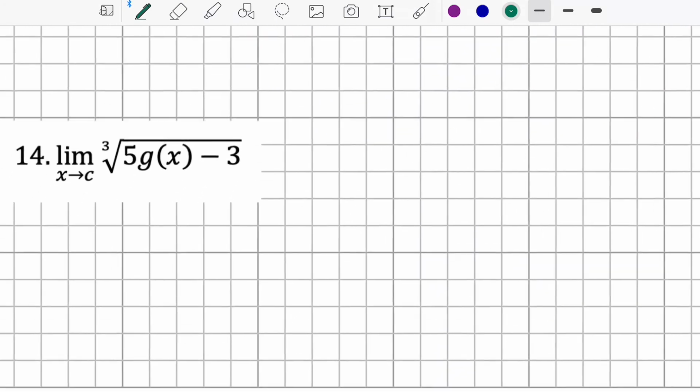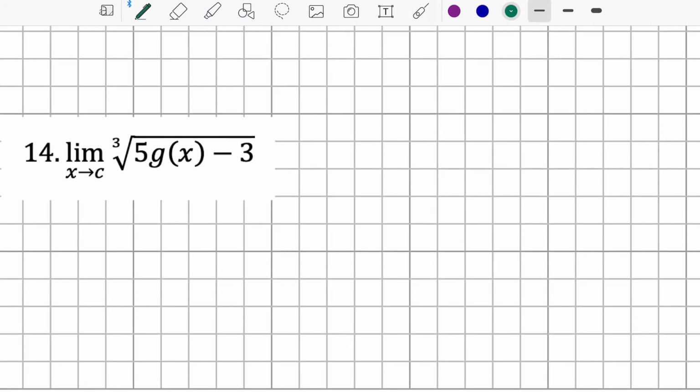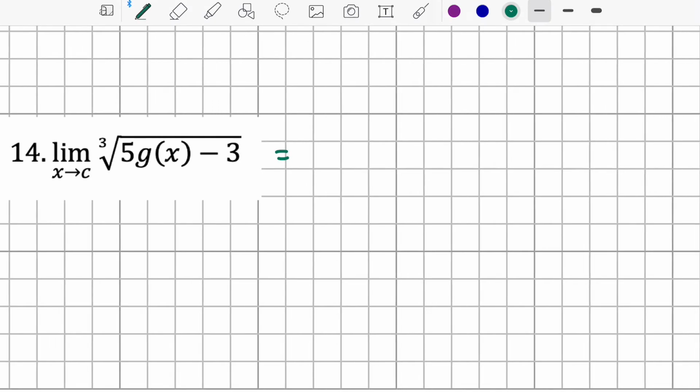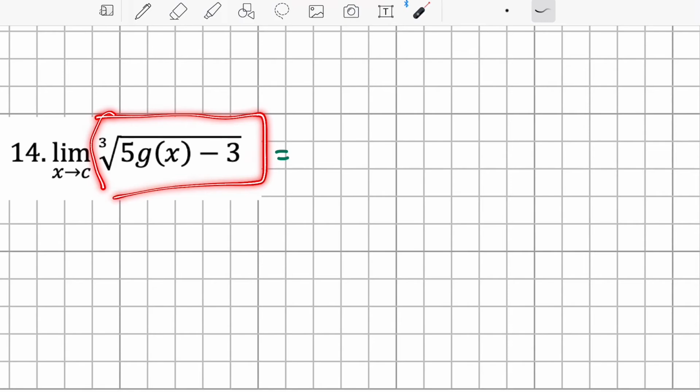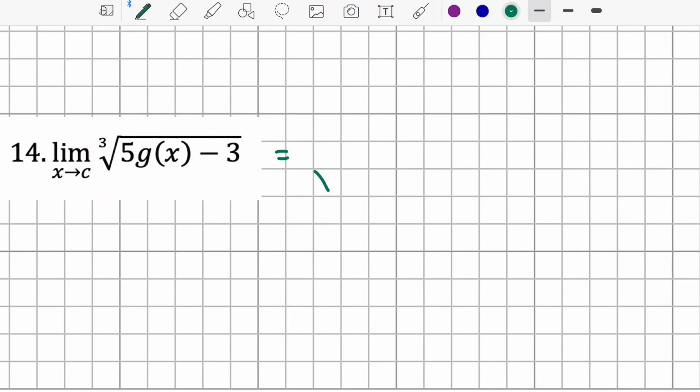Let's try one more like this. Now, if you read the rules, like I asked you to, those properties on the first page, whenever you have a limit and you have a radical, then you can just move the limit inside. So limit as x approaches c, 5 times g of x minus 3.